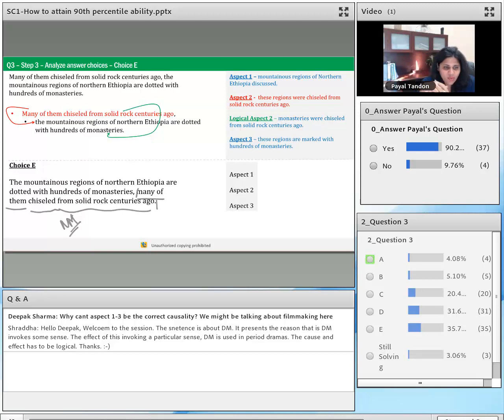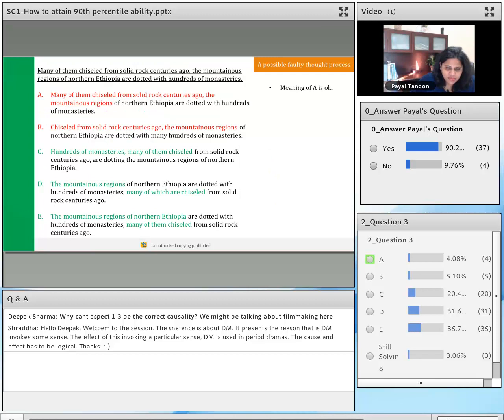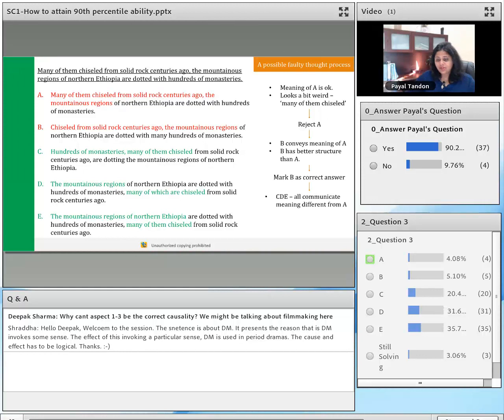Okay, one is asking why is are chiseled wrong? Because that's present tense, but this action of chiseling happened way back in the past, right? So you have to use past tense. I'm going to skip this possible faulty thought process because none of you selected choice A and B, which means that you were able to identify the meaning-based error. But most of you got this question wrong, and the accuracy was only slightly over one third of the class, who were able to answer this question correctly.